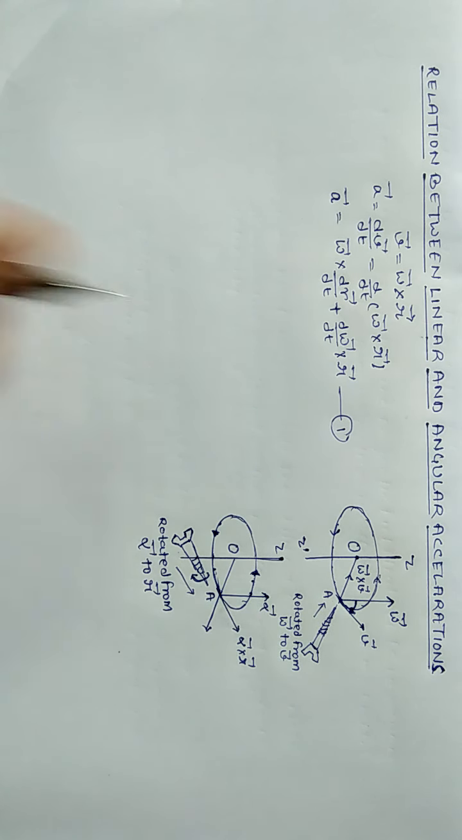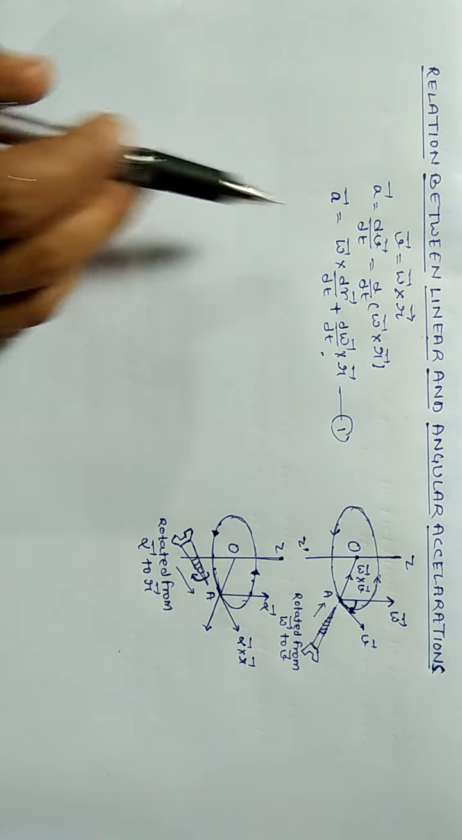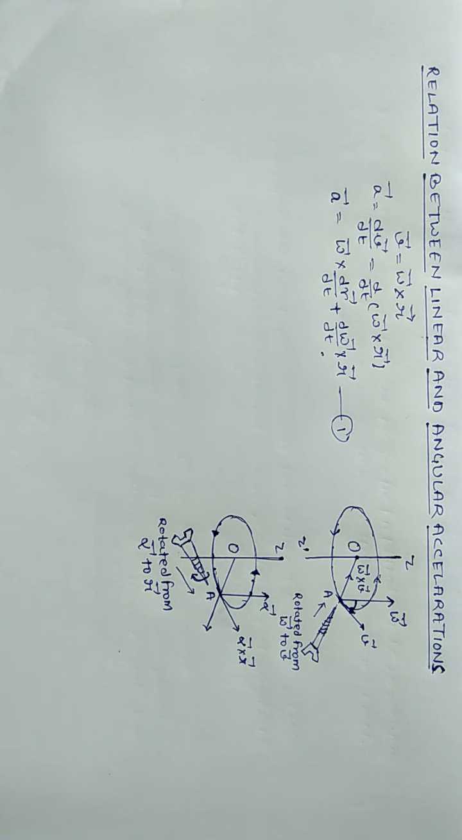Here the second term will be in the relation when the angular velocity of the object is not uniform. It means this a gives the value of total acceleration produced when the object is moving with non-uniform angular velocity.